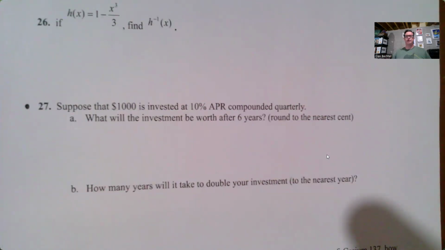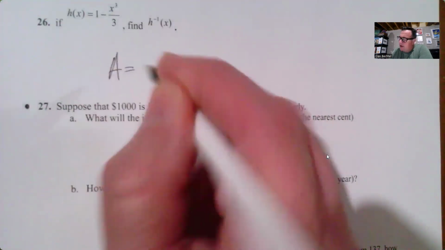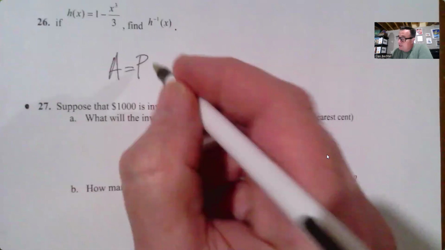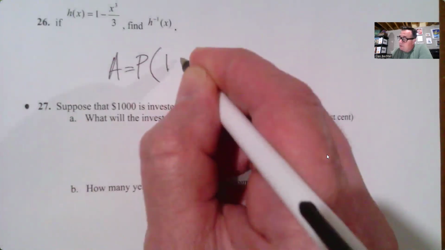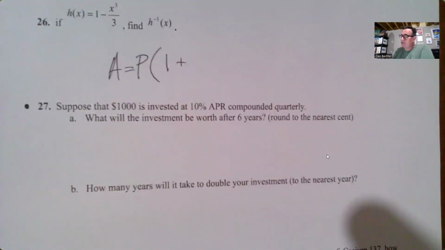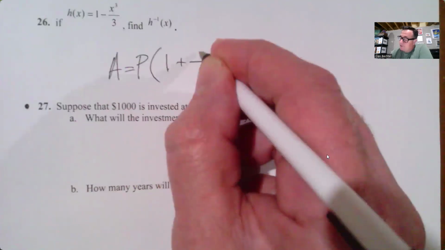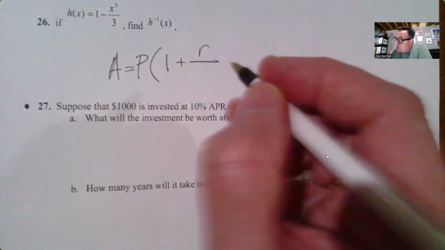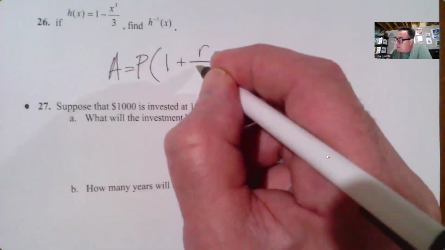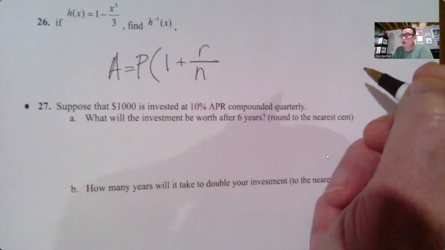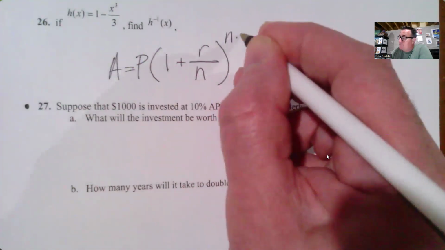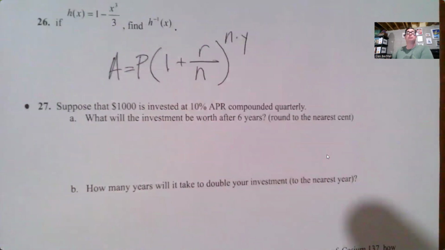When we find a compound interest problem, this is a formula that's on your formula sheet. The amount that you're going to have at the end is equal to your principal amount, what you start with, times 1 plus the percentage rate in decimal form divided by the number of times that you've compounded this per year. So that's going to be your n. And you're going to raise that to the n times y power, where y is the number of years that this has occurred.